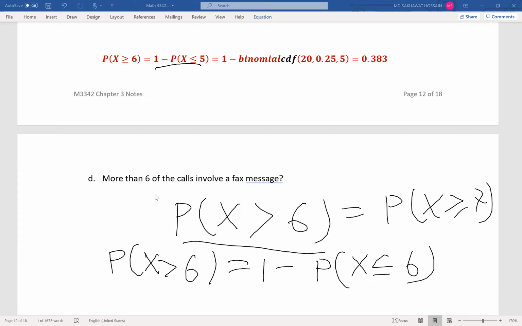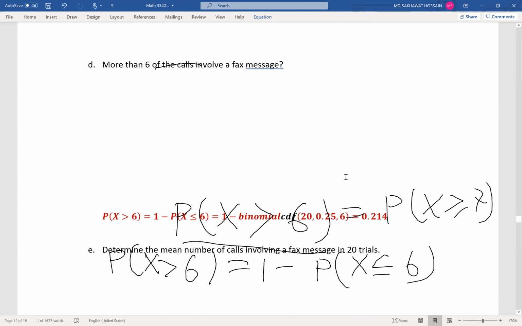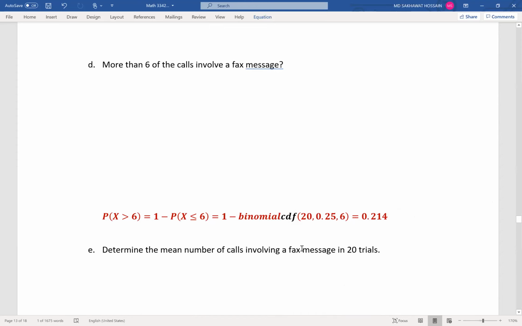Okay, so now you can find the probability using the calculator, and the probability is this one. So x greater than 6 means 1 minus probability of x less than or equal to 6. So that means 1 minus binomial, since this is CDF, cumulative. So 1 minus binomial CDF 20, and this is the probability 0.25, and 6 is the number of successes, and the probability is 0.214.